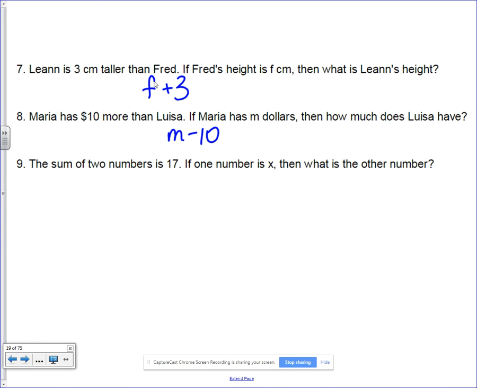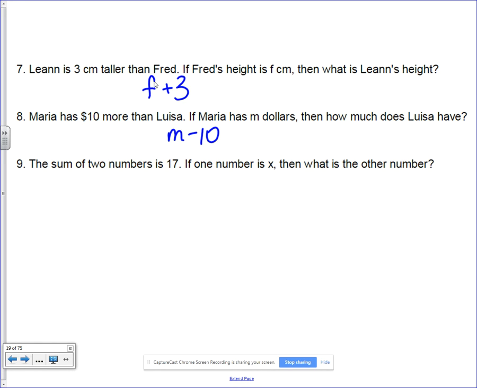I'm going to give you an example before we do this one. Are you ready? The sum of 2 numbers is 20. One of the numbers is 5. What's the other number? Perfect. It's 15, right? He subtracted, right?